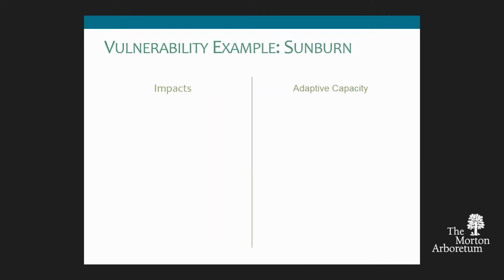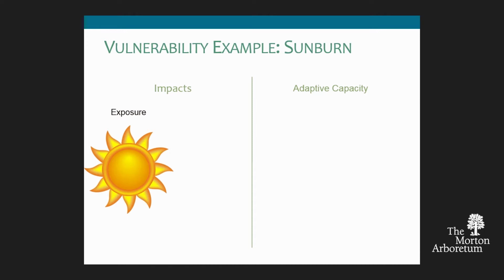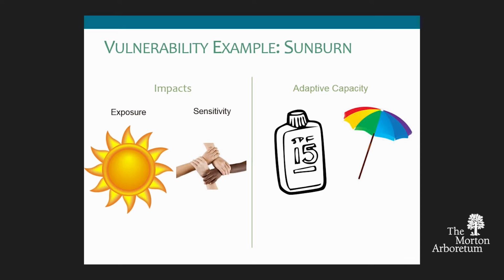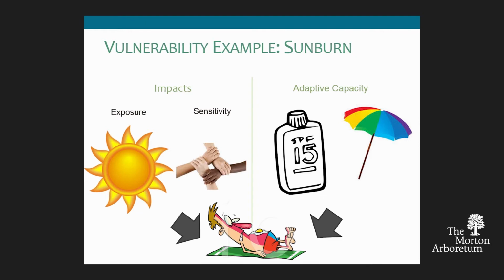I'll just give you a very simple example to think about vulnerability. And this is using sunburn. So if you think about impacts, your impacts are your exposure, so how much sunlight you have, and your sensitivity, so are you fair-skinned, dark-skinned, sensitive to sunburn. And then your adaptive capacity is what do you do about it to prevent those impacts. So you could put on sunblock, you could go under an umbrella, and all of those things will contribute to how vulnerable you are to that sunburn.